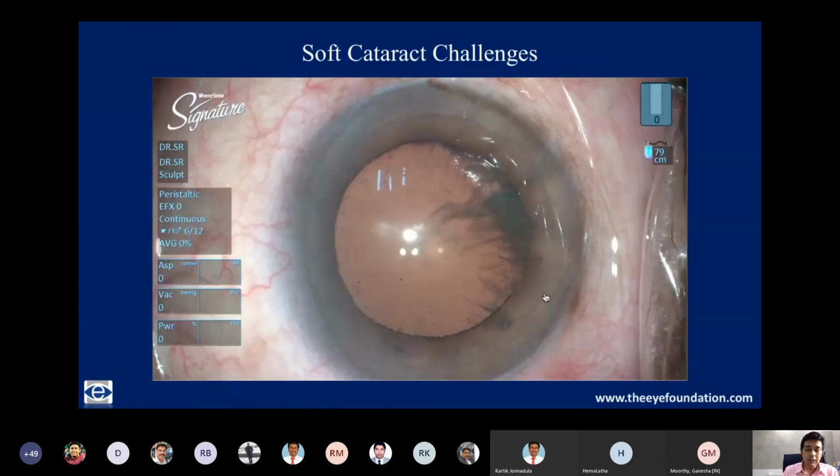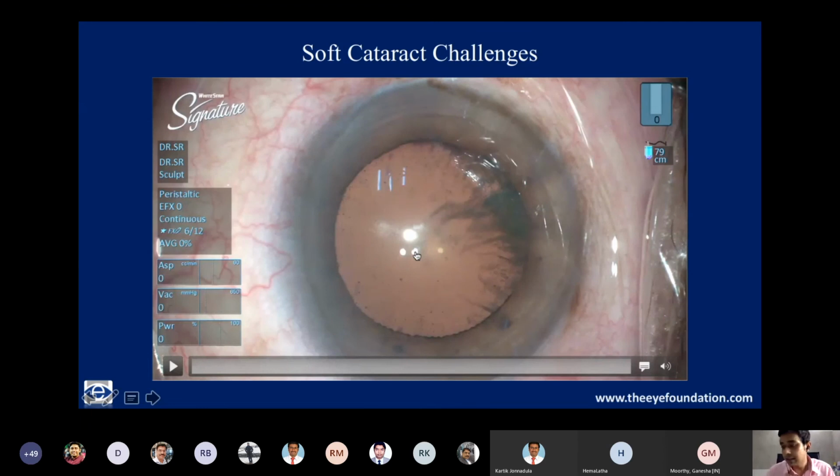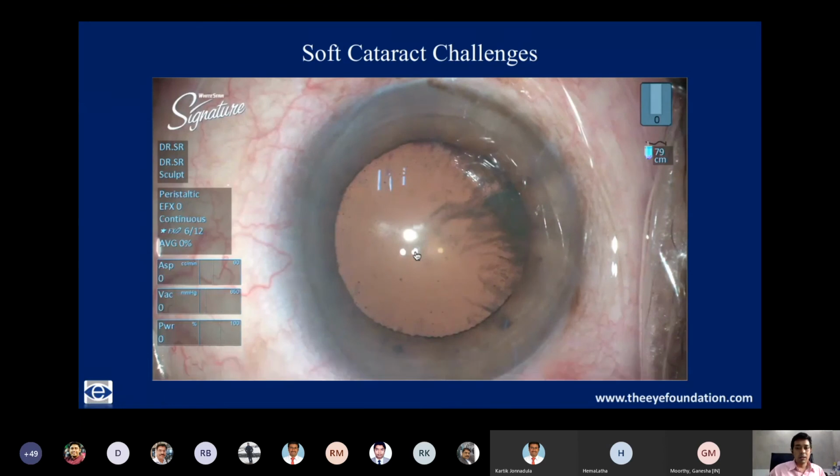Now, while we talk about hard cataracts, soft cataract is probably what we face most commonly. And soft cataract presents its unique challenge. Essentially, in soft cataract, the central nucleus is almost absent or is present to a very small extent, and it is a precious commodity. So you don't want to eat away the nucleus and be left with a bowl, which makes it quite difficult to remove the cataract.